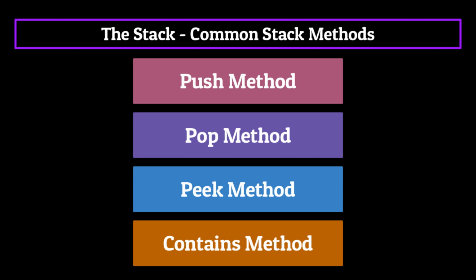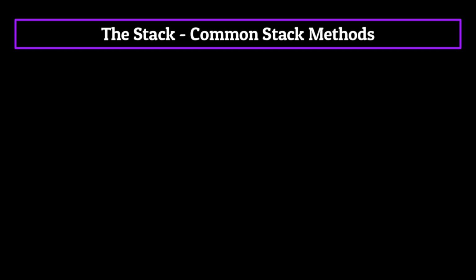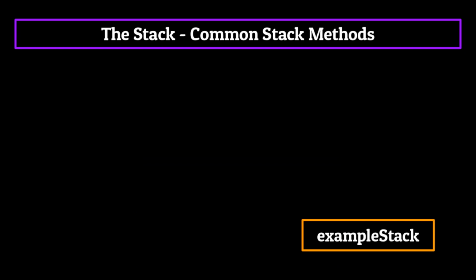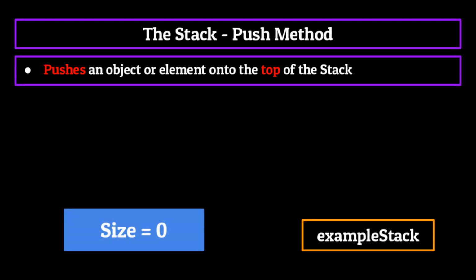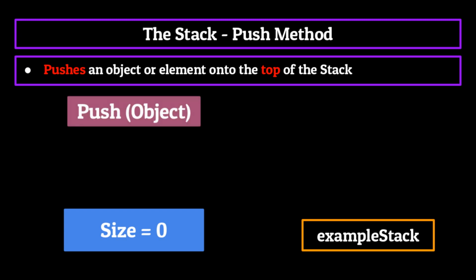Now, just like we had an example array list, let's also create an example stack to help us show off these methods. And just like that, we're ready to roll. Now push is a method which pushes an object onto the top of the stack. All it takes in as an argument is an object to add to the stack and will return no value.